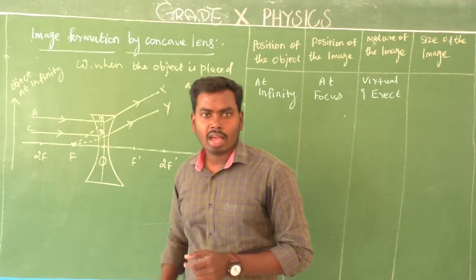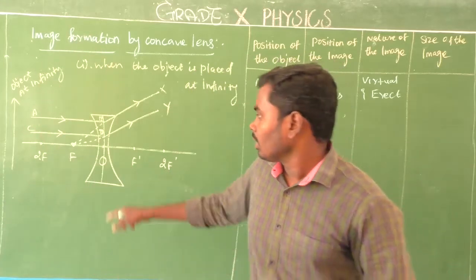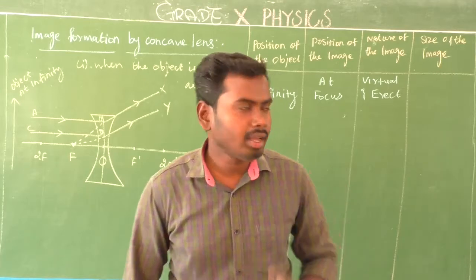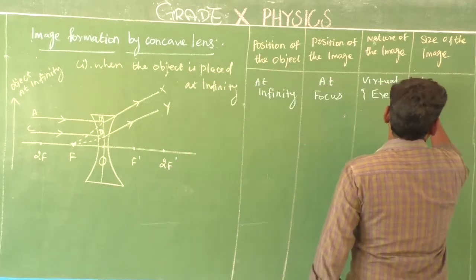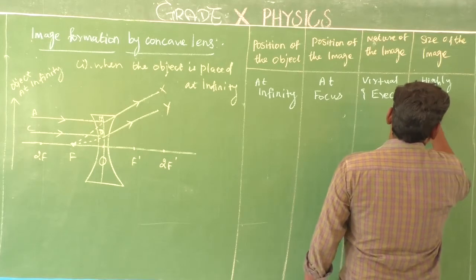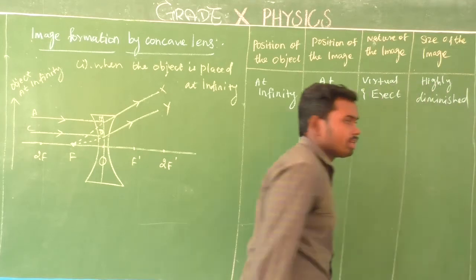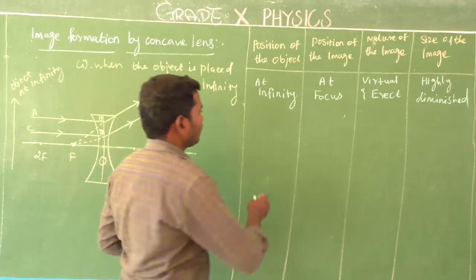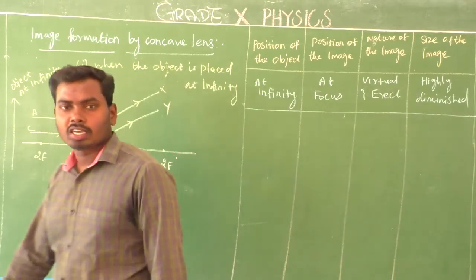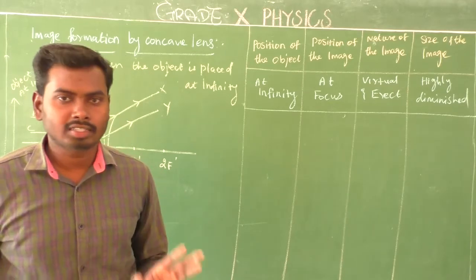But the object size will be enlarged. Object size will be enlarged, but image size will be highly diminished. Is it clear? Highly diminished. Very, very simple. That's all. The first position of the object from the optical center of the convex lens is completed.